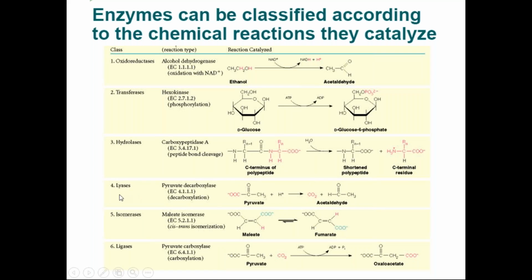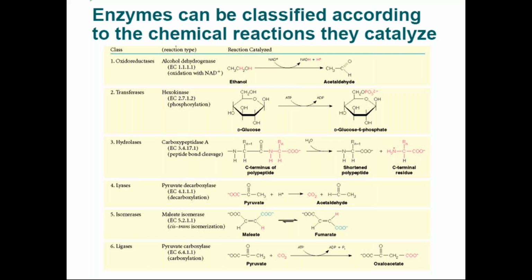Number 4 is the lyases or the synthases, which are involved in the formation of bonds. So pyruvate decarboxylase, where pyruvate is converted into acetaldehyde, has an EC number that starts with 4. Then you have the isomerases, which are involved in the conversion of cis to trans isomers, or the epimerases, which you have seen in the carbohydrates, or even glucose isomerase, which converts glucose into fructose.